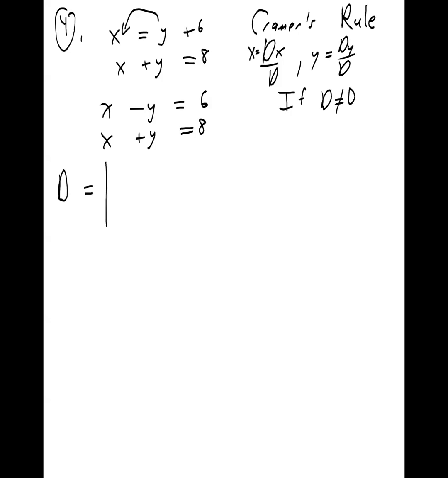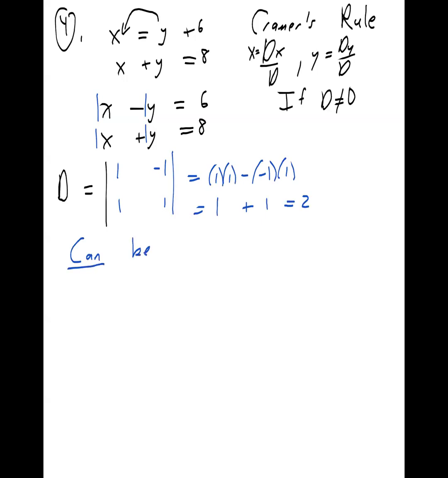So the coefficients of these 4 numbers are all invisible because they're all either 1 or negative 1. So let me fill them in for you real quick. The first coefficient is 1, then negative 1, then 1, then positive 1. So it's the first number times the last number minus the other two numbers multiplied together. So 1 times 1 is 1, negative 1 times negative 1 is positive 1. So we get 2. So we can use this rule. So Cramer's rule can be used because we are not going to be dividing by 0. So the answer to part A is that it can be used.